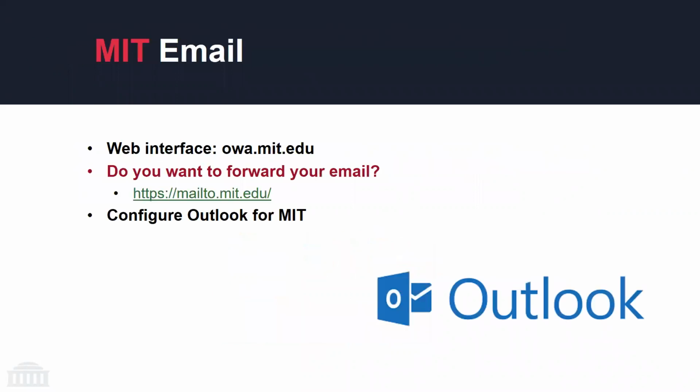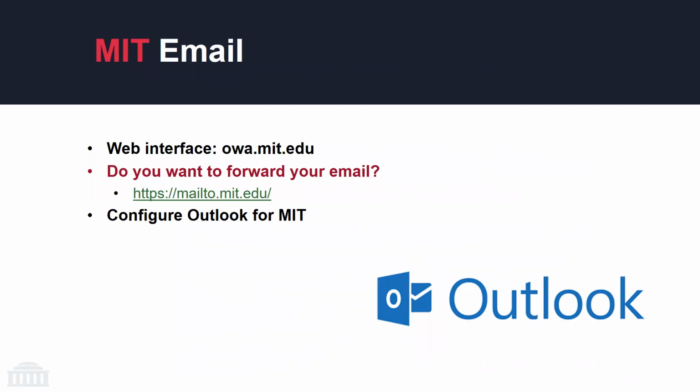MIT email. We have a number of things here. For folks who haven't set up Outlook, you can access it. There is a web client, and it is simply the address of owa.mit.edu. This uses your Kerberos username and password to authenticate, and you can access it there. We also have instructions on your admit site for configuring the Outlook client, if you'd like.